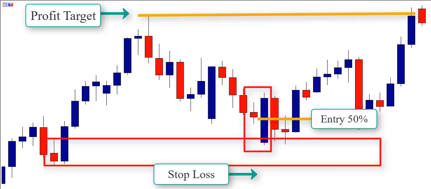So this is how we can use the engulfing bar candlestick pattern as a price action signal in combination with supply and demand zones.